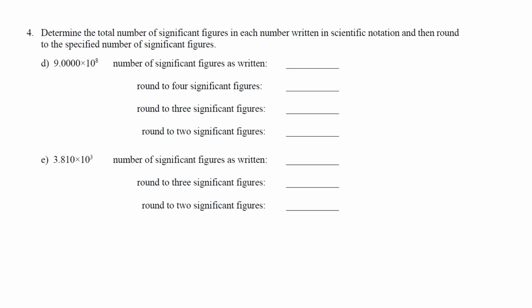Here in D, we have 9.0000 times 10 to the 8th. These 4 zeros are all significant. Why? Because of this decimal place. So there are 5 sig figs here. And so if I want to round to 4, I keep the 9 and 3 of those zeros. If I rounded to 3 sig figs, I keep the 9 and the first 2 zeros. And if I just rounded to 2, I would keep the 9 and the first 0.